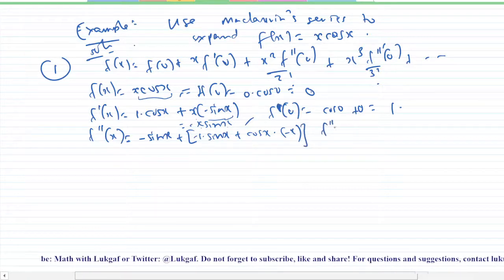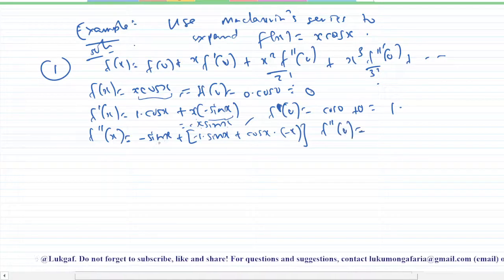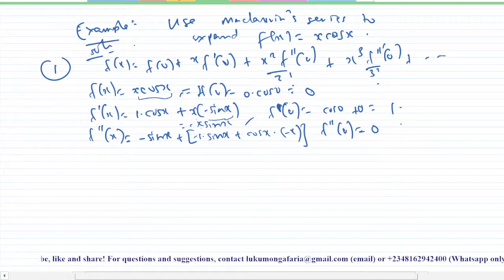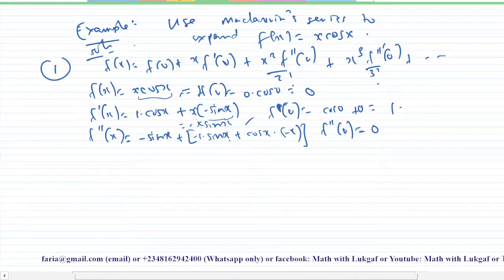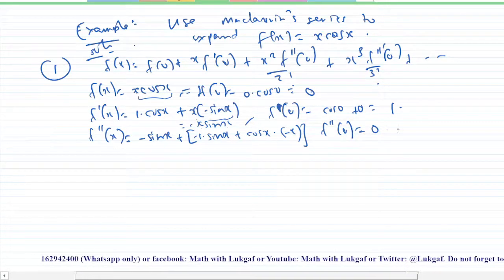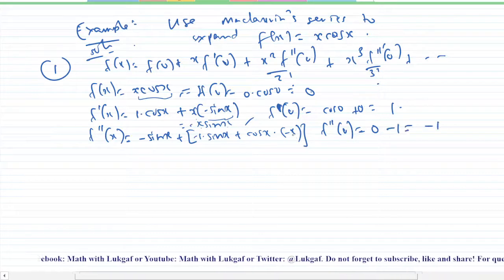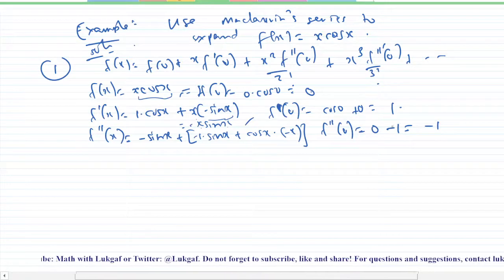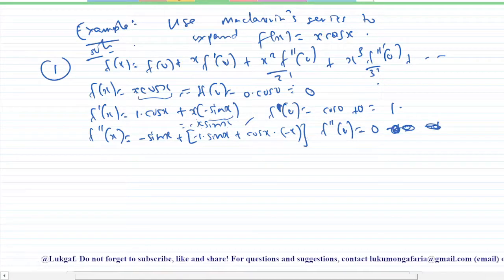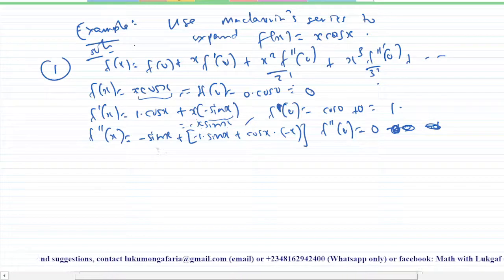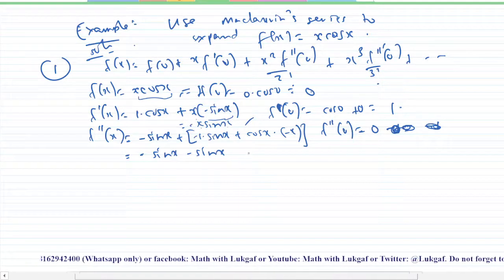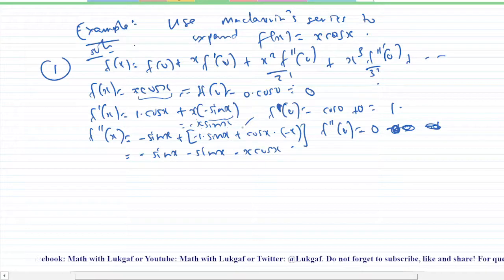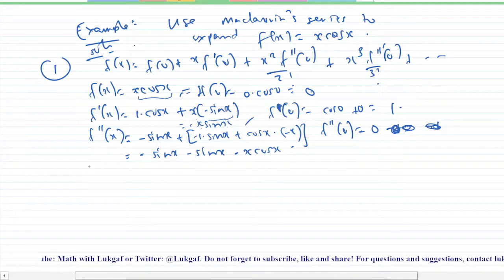So if you now find your f double prime of 0, minus sin 0 will give me 0. Is that taken? So this one will give me 0, and this is 0, but this will give me minus 1. Do you know why? If you put 0 here, this is going to be 0 as well, because your x is 0 times 1, that will give you 0 back. But let me write this appropriately. This is the same thing as minus sin x, then minus sin x here as well, minus x cos x. You understand now? So that is that for your f double prime of x.